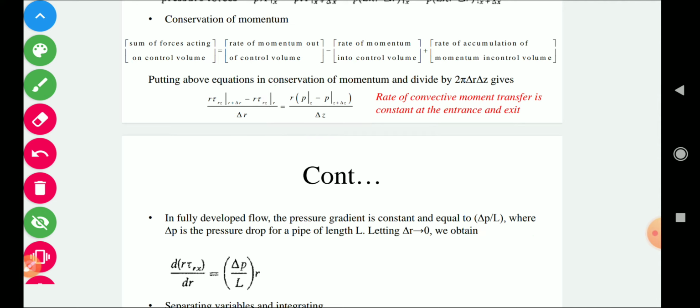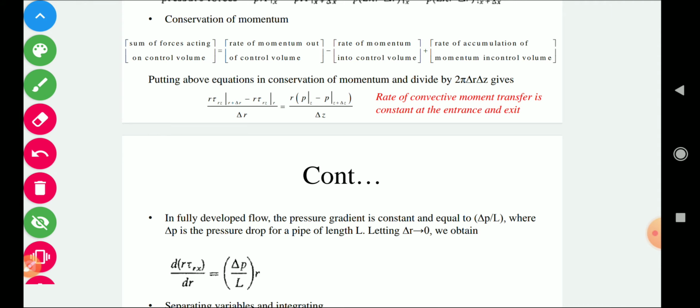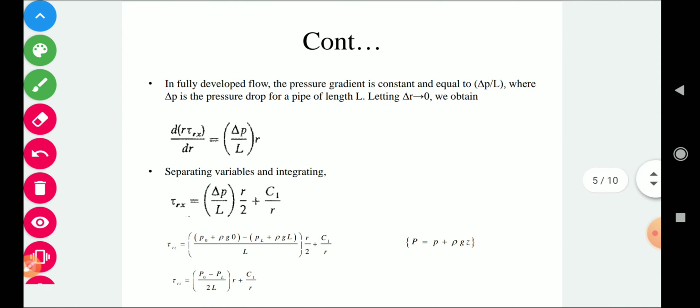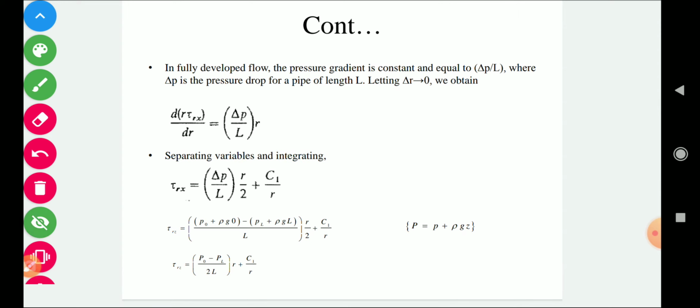And again, if we take delta r tends to 0, then this equation converts into its differential form. Now to solve this equation we have to integrate it. So after integration we will get this form of the above equation.